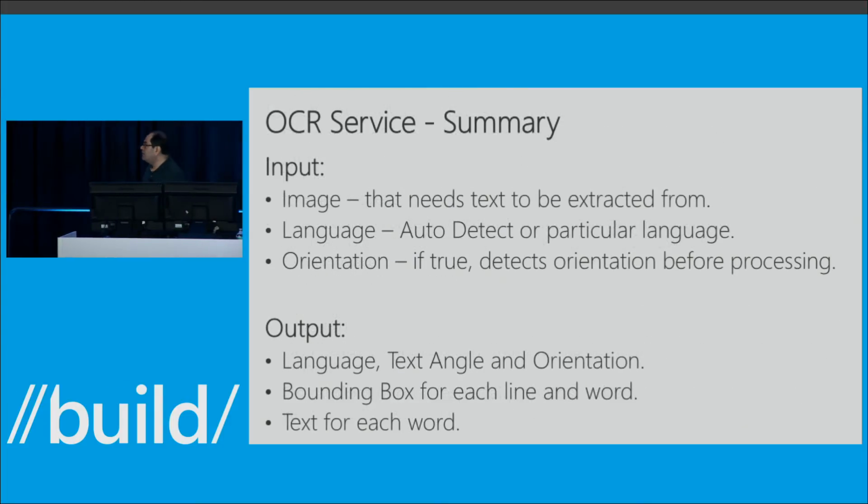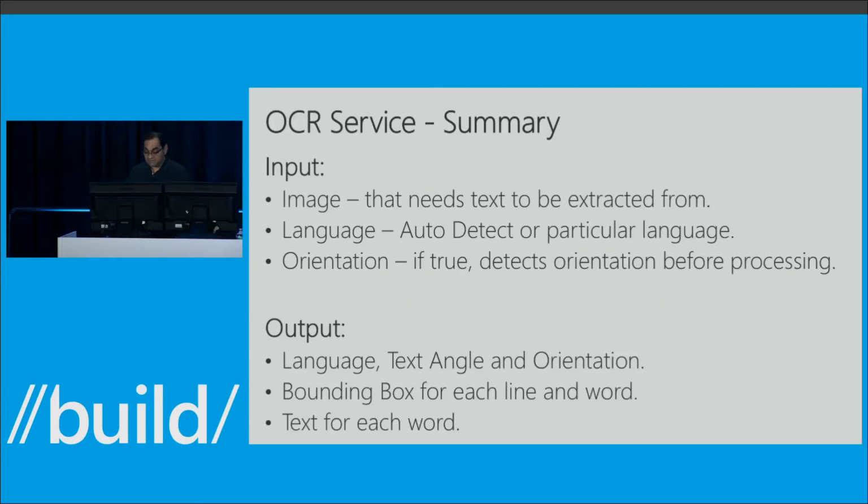So in summary, this service takes an image. You can provide a language, or the default is auto detect. And if you know all your text is straight, then you don't need to provide orientation either. The output is the language, the text angle, and the orientation. As I said, the text angle and orientation is useful because you might want to draw UX around the words or the text. And then we provide bounding boxes for each line and every word.